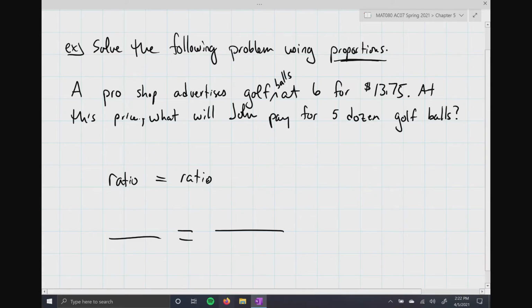What do you think? It'd be 6 over 13. Oh, I don't want any numbers yet, Jameson. You got to be careful with numbers. I just want units, but I like the way you're thinking. Golf ball and dollars. There you go. I like that. That's all I needed to hear.